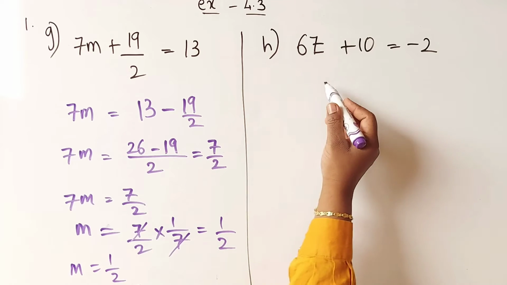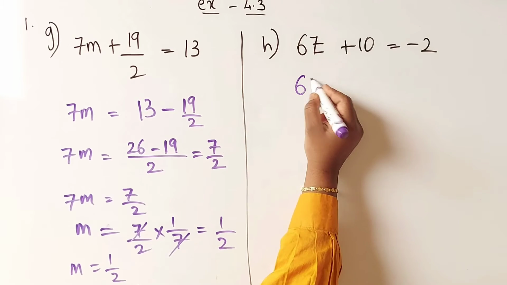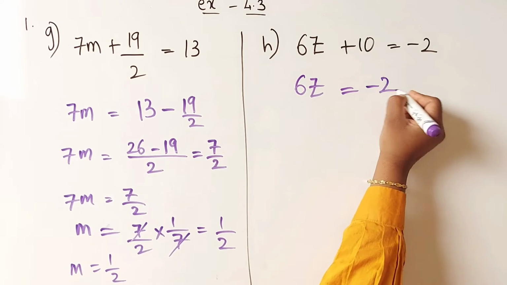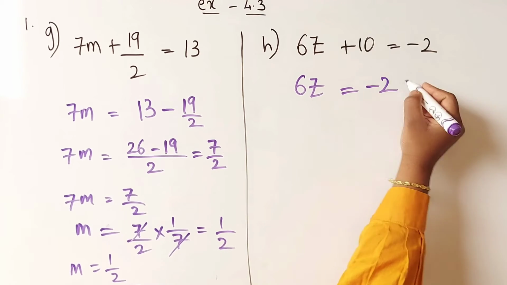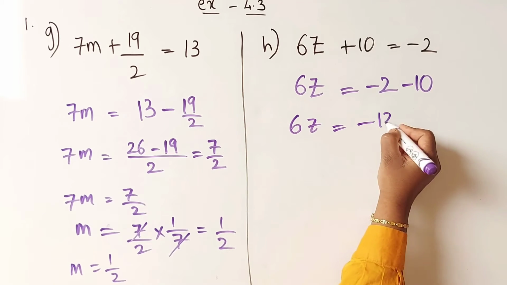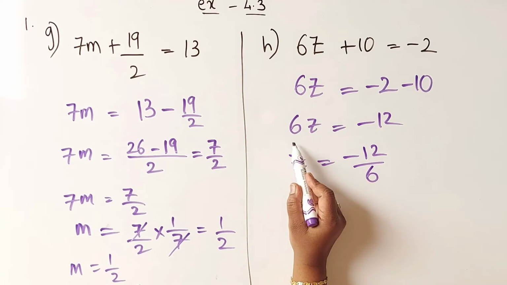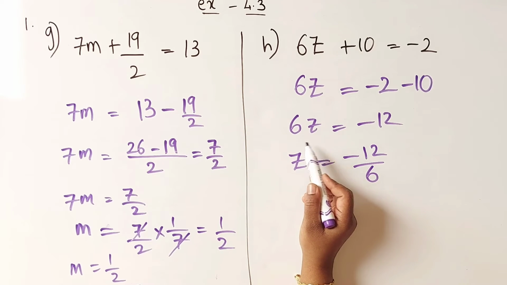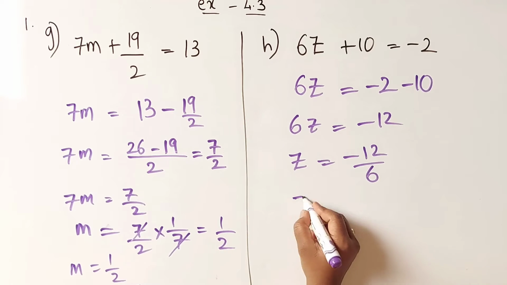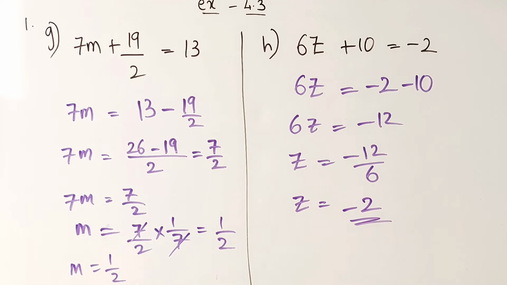Now question H. 6z plus 10 equal to minus 10, children. We want the z value. So keep this 6z on the left hand side and send this 10 to the right hand side. Minus 2 is already there and minus 10 now. Right? 6z equal to minus 12. Now z value equal to minus 12 by 6, because here 6 is multiplying z. If you are sending to the right hand side, it will divide the number. So z equal to 6 1s are 6, 6 2s are 12, so minus 2.